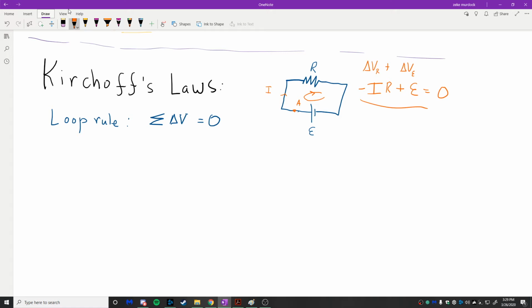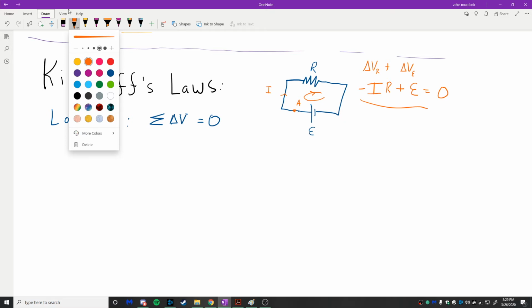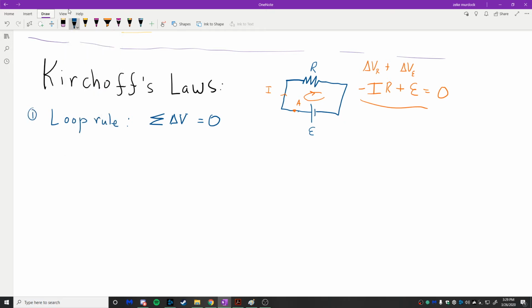That's the loop rule. That's it. Okay? We're going to use that to solve problems. You'll see how useful it can be. So that's Kirchhoff's rule 1.